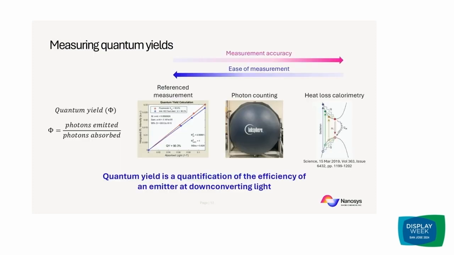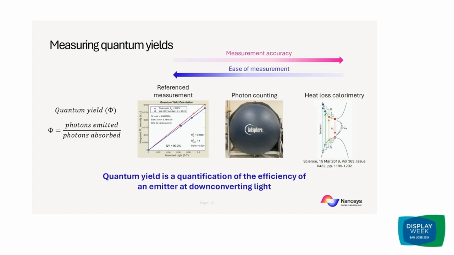Professor Eisler covered this very thoroughly in the early parts of this talk. The thing that I wanted to highlight from the industrial perspective is that she had referenced that there are multiple different measurement methods of how you can quantify the quantum yield of a material. You can have dye reference material. You can have direct photon counting where you look at all of the light that's absorbed versus all of the light that's emitted. And you can also have heat loss calorimetry.